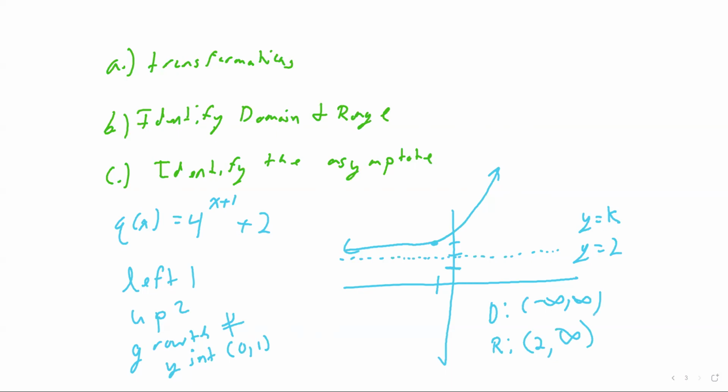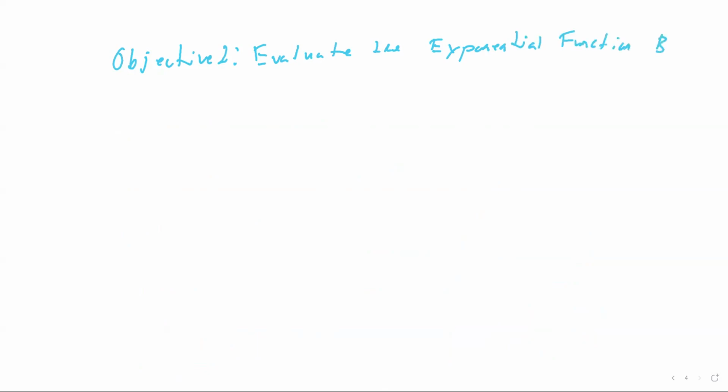Okay. So we're going to do the same thing, but with something a little different. Objective 2 is to evaluate the exponential function with a base of e. If you recall from pre-cal, e is like pi, a number like 2.7 something. So it's just a base, okay?